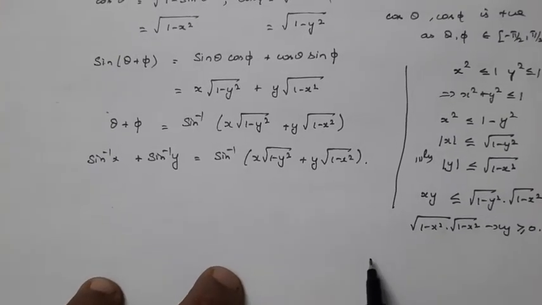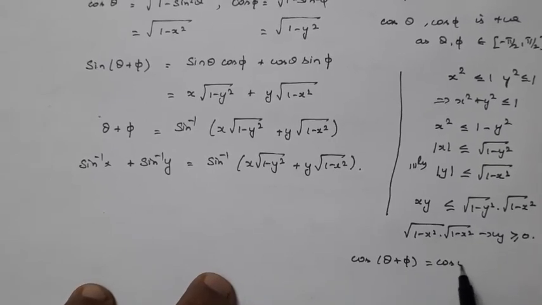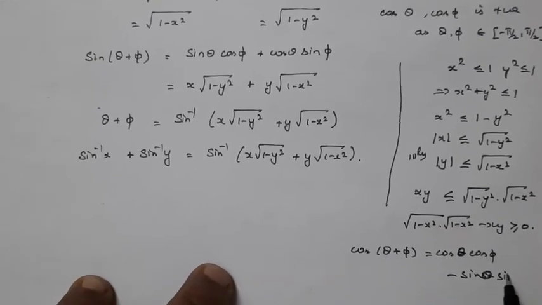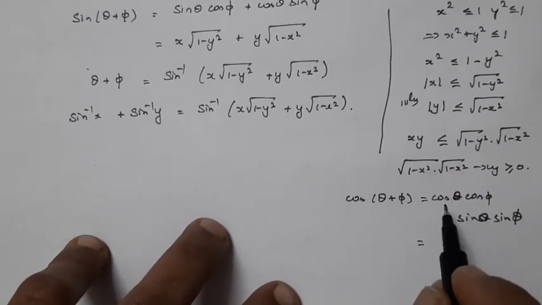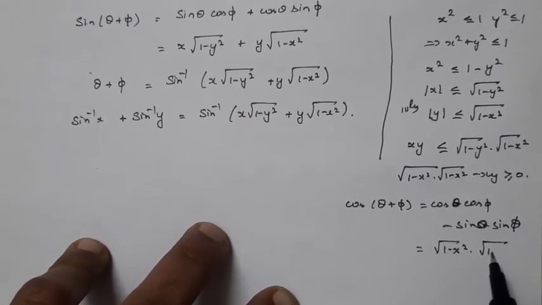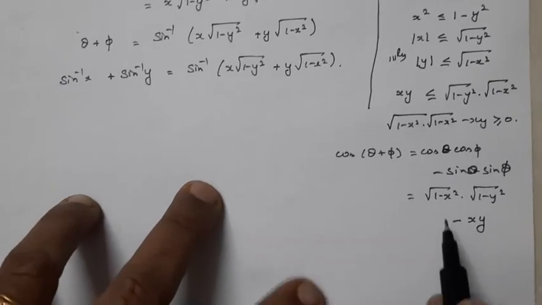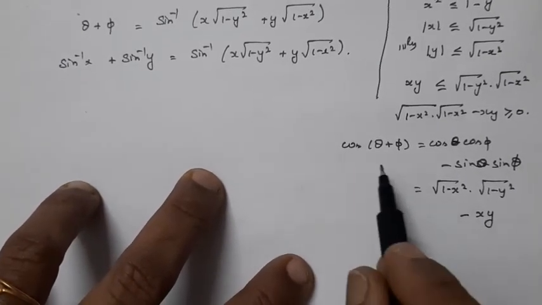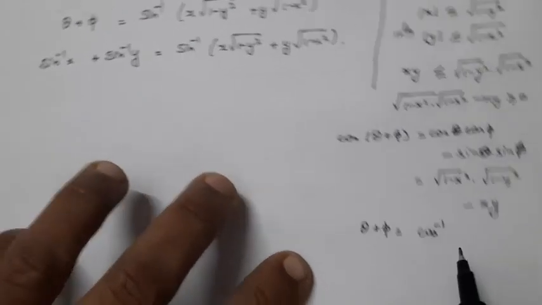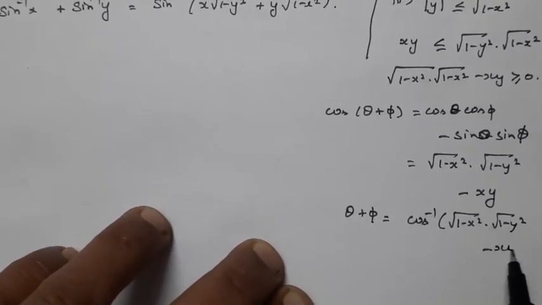Now if we take cos of theta plus pi, then according to the compound angle formula it will be cos theta into cos pi minus sin theta into sin pi. That is, cos theta is root of 1 minus x squared and cos pi is root of 1 minus y squared, minus sin theta is x and sin pi is y. So this is root of 1 minus x squared, therefore cos inverse. So theta plus pi is equal to cos inverse of root of 1 minus x squared into root of 1 minus y squared minus xy.